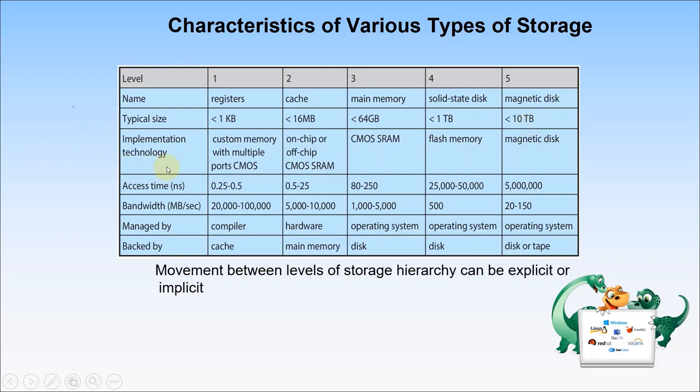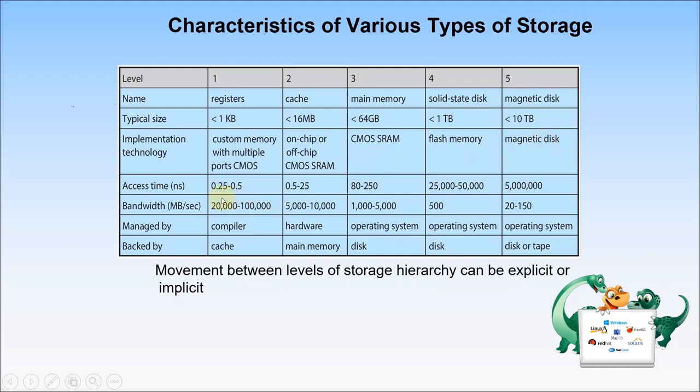Now, the implementation technology for registers is custom memory with multiple ports, CMOS, on chip or off chip CMOS. Usually it is within the CPU. Main memory is CMOS SRAM, mounted on the motherboard via modules. The solid state drive uses flash memory, and the magnetic disk, or the hard disk, uses magnetic disk.